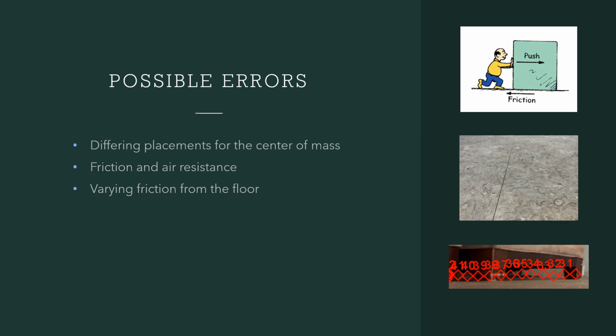And then there's also varying friction and air resistance, maybe from the air conditioning in the room blowing the ping pong ball back. Also the friction varies as you're going across the floor because of dirt and particles and other stuff on the floor, which would slow the ball's speed down and make it not have a constant velocity.